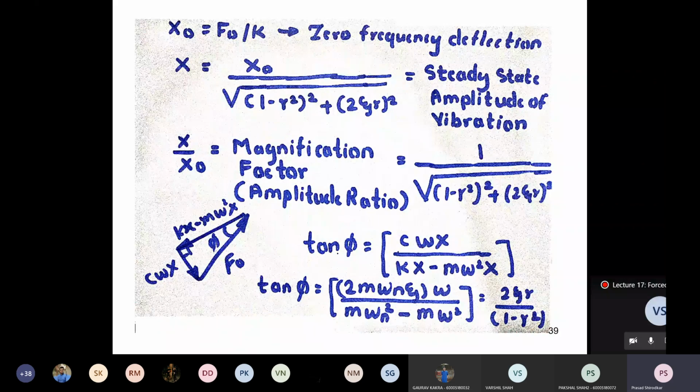If we replace F0 by k with x0, we define that as the zero frequency deflection. So x0 is nothing but the zero frequency deflection, and x by x0 is the magnification factor, also called the amplitude ratio. The amplitude ratio is 1 upon the square root of (1 minus r square) whole square plus (2 zeta r) square, and tan phi, the phase lag, is 2 zeta r upon 1 minus r square. This is what we completed in the last lecture.